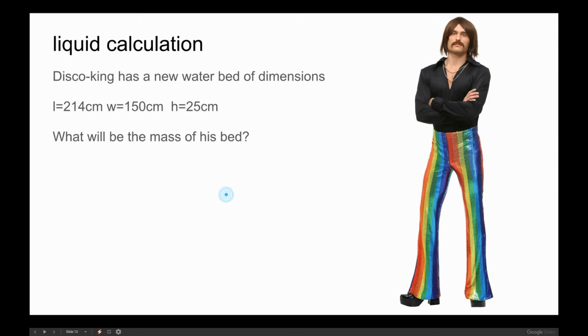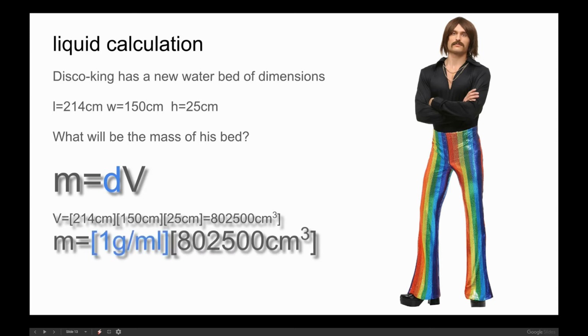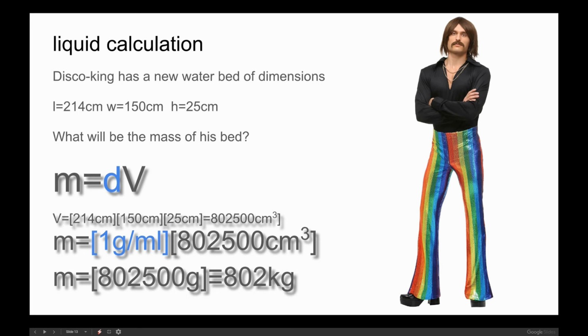Well, we're gonna get our formula. Mass is density times volume. I'm gonna multiply all these three numbers together, and I get 802,500 cubic centimeters of liquid in that bed. So my bed is gonna mass 1 gram per milliliter for water times 802,500 cubic centimeters. Excuse my mixing up of those units, but a milliliter and a cubic centimeter are the same. And this comes out to my bed weighing 802 kilograms. Heavy.